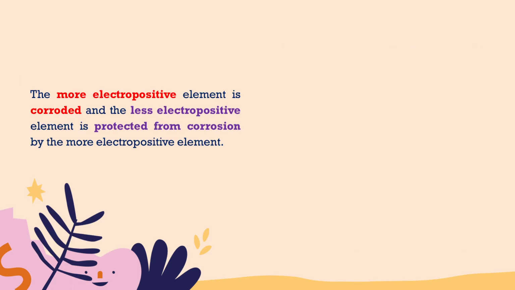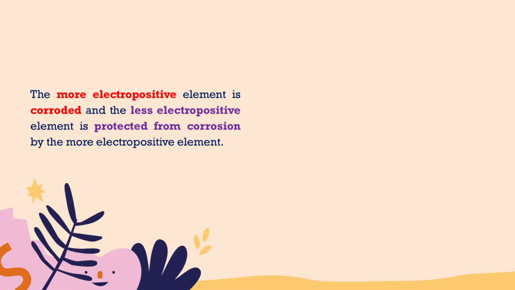The more electropositive element is corroded and the less electropositive element is protected from corrosion by the more electropositive element. So this simply means that if one of the two metals in contact with each other, submerged in an electrolyte, is more electropositive, then it will probably experience corrosion. The other metal, which is less electropositive, will be protected against corrosion by the more electropositive element.